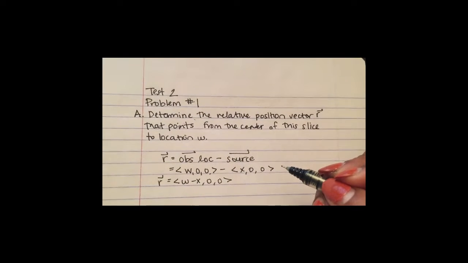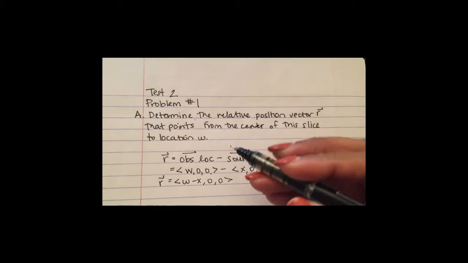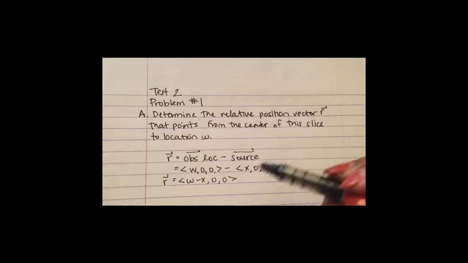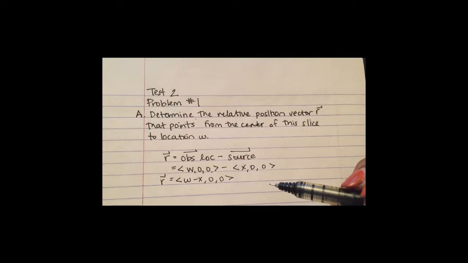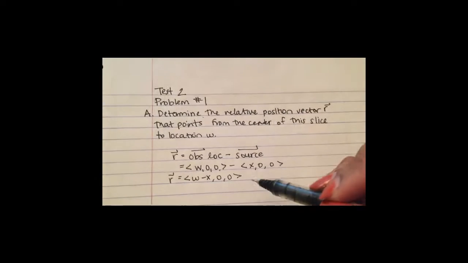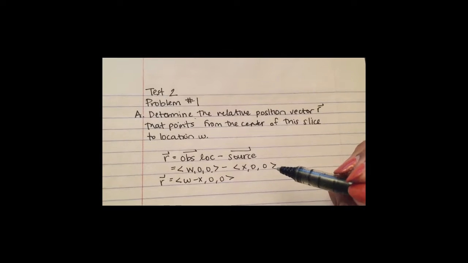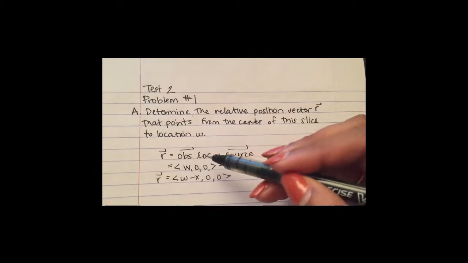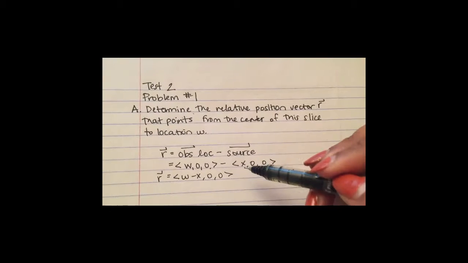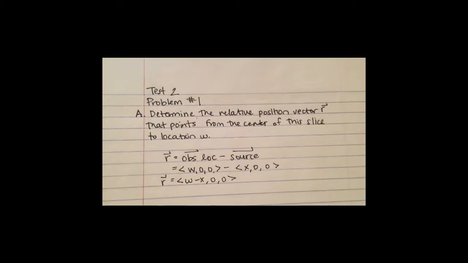And so dA becomes, and it's just asking us to find the relative position vector r, which is the thickness from the center of the slice to the location W. A is 2 pi r times the length of the cylinder itself. And so when we solve for dq, we get from the source equal to q, the observation location, and dx. So to do that, you do observation location minus source. And then you subtract the vectors and you get this as your relative position vector.